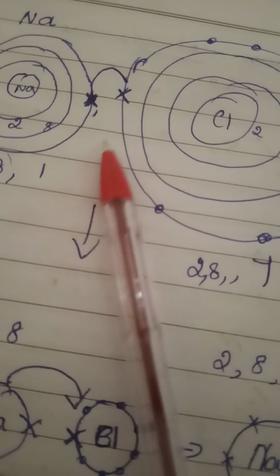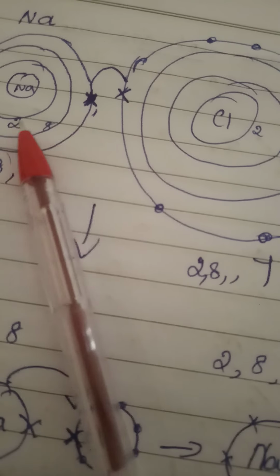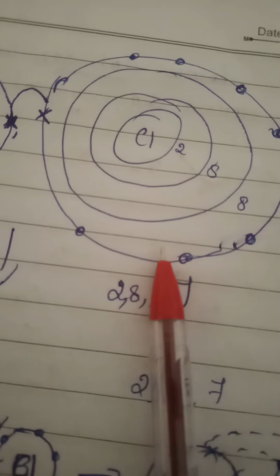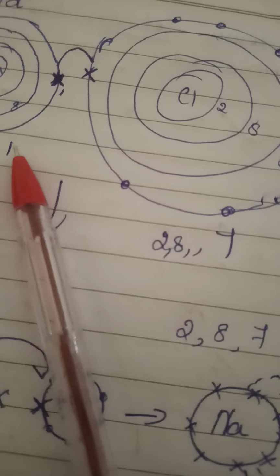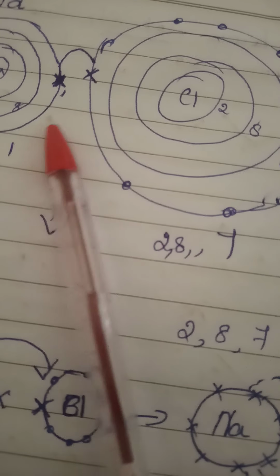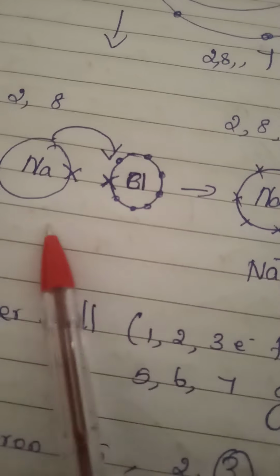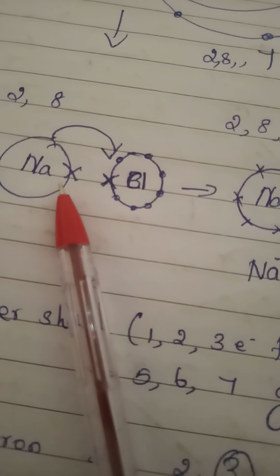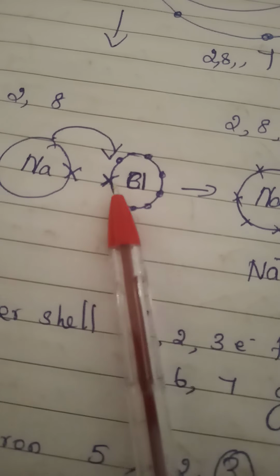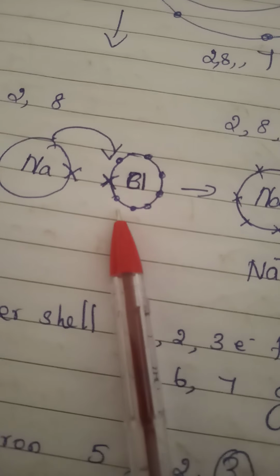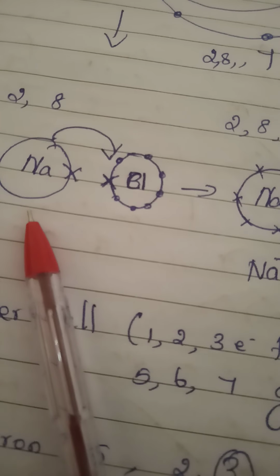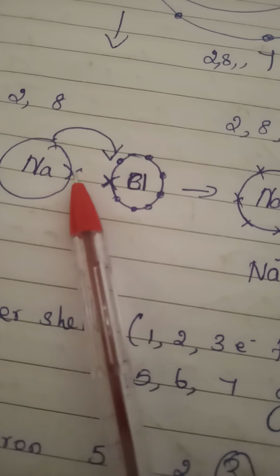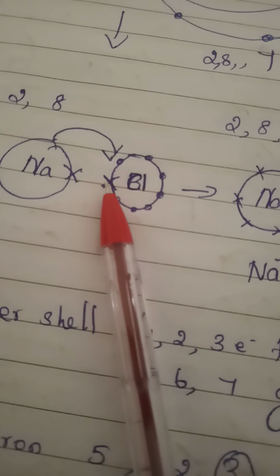See the diagrammatic representation of sodium and chlorine. This is the last shell: 2, 8, 1 and 2, 8, 7. So from here this excess electron is transferred to chlorine. See here, I have drawn only the last shell. This is sodium, this is chlorine. This is the last shell of chlorine, this is the last shell of sodium. From here this electron is shifted to here.